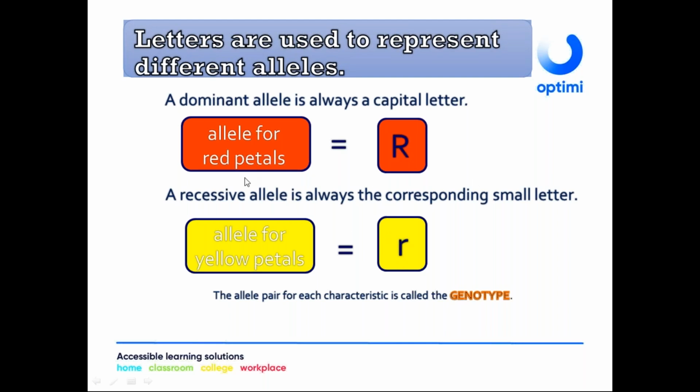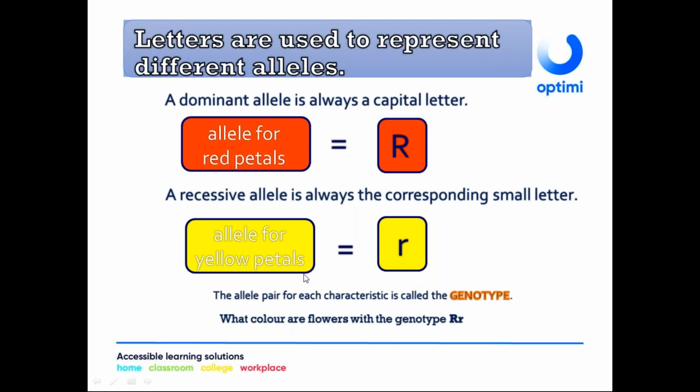But because this one is recessive, we're going to use a lowercase letter r, okay? We're going to see what happens if both of them are dominant. We're going to look at that later, okay? The allele pair of each characteristic is called the genotype. So when we pair the two together, we will have our genotype.